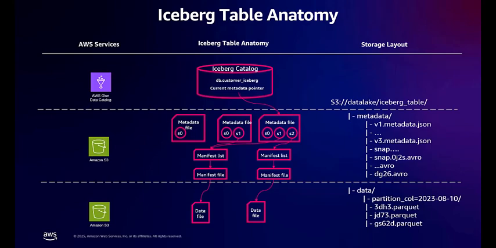A metadata pointer is a combination of metadata file, manifest list and manifest file. We'll see what each of these files represents and what each of these files does. At the bottom of the slide, you can see there is a data file. Ultimately, the data file is stored in your object storage, like Amazon S3.